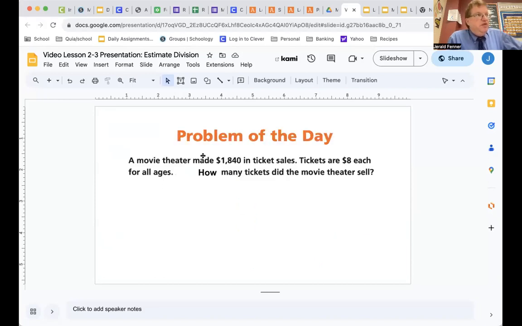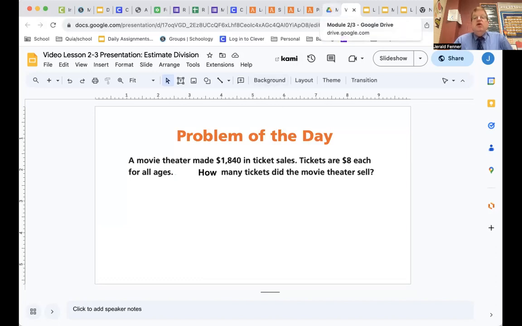So after you are finished checking the assignment, please open up your notebook so that we can look at the problem of the day. Today's problem of the day says a movie theater made $1,840 in ticket sales. Tickets are $8 each for all ages. How many tickets did the movie theater sell?